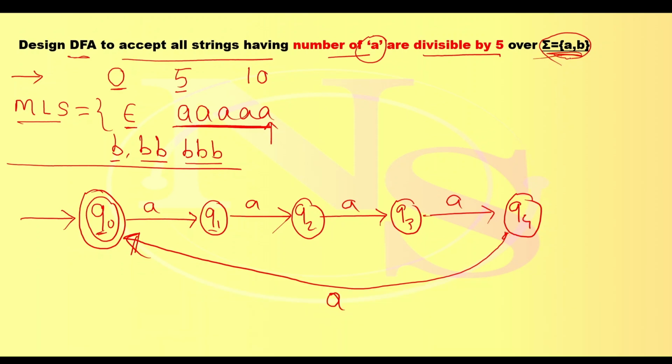Sigma contains a, b. Here there is no transition for b. So we need to make this deterministic. How to make it? I will tell you the same trick. Suppose I want to make Q0 deterministic, write down Q0.